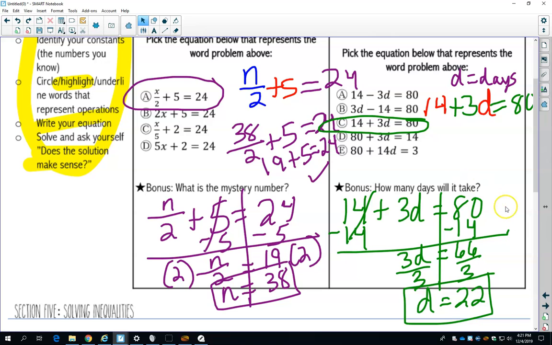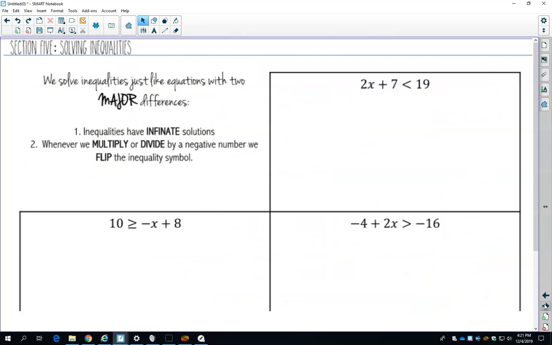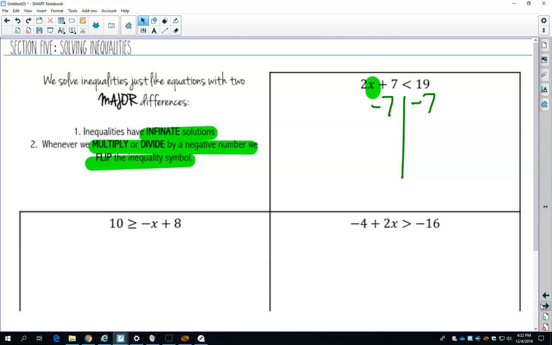All right, we're going to go on now to solving inequalities. So we solve inequalities just like equations, except for 2 major differences that we've learned about. They have infinite solutions, and whenever we multiply or divide by a negative number, we need to flip. So the first one here, we're isolating our variable just like we do with equations. I'm going to subtract 7 from both sides. I'm going to undo the addition. This cancels out, and 2x is less than 12. Now I'm going to undo the multiplication by dividing both sides by 2, and x is less than 6.